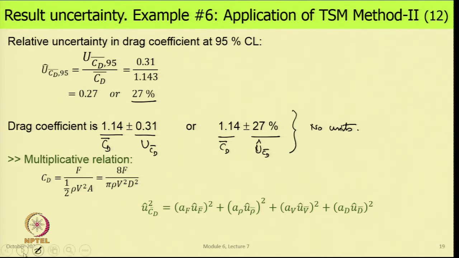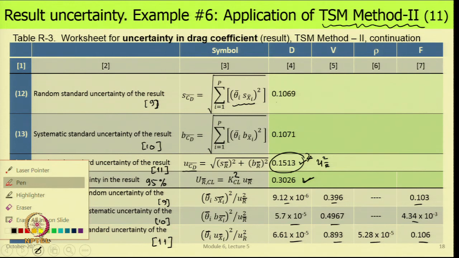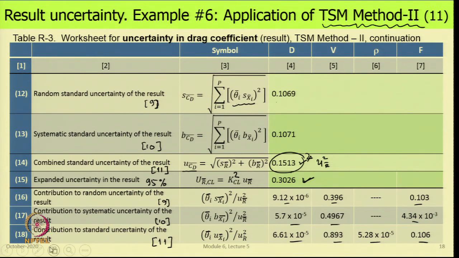This is our answer. But the point of doing method 2, which is what we are looking at here, the Taylor series method 2, is that we got a lot more information in this table. So let us see what it is telling us. First, let us look at the last row, contribution to standard uncertainty of the result. So here is what we have. This value, this and this, they will all add up to 1.